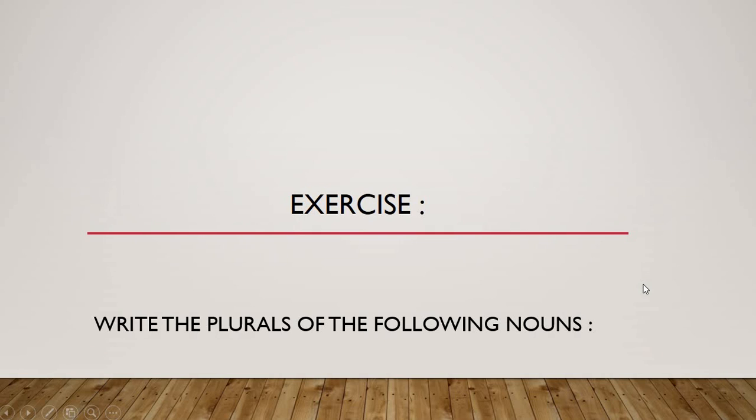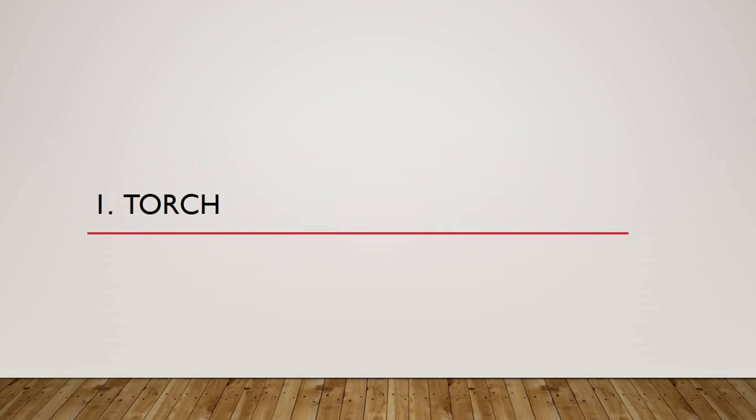That means I'll display a few nouns, a few words, and what you have to do is write the plural of it. Okay, the first noun is torch. T-O-R-C-H, torch. Now how do you form the plural? You have to form the plural by the rules I explained to you last time.